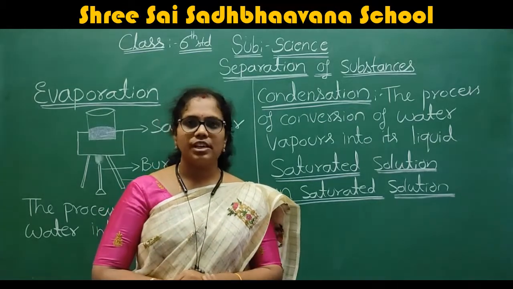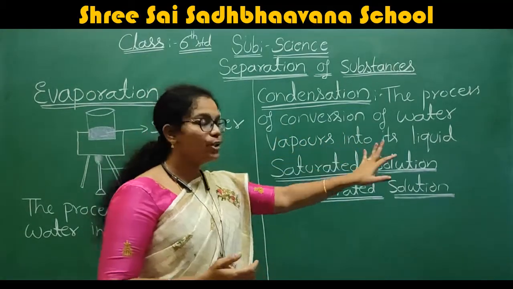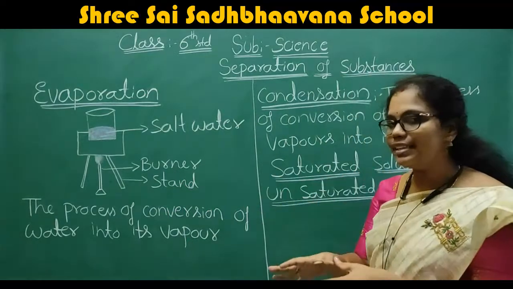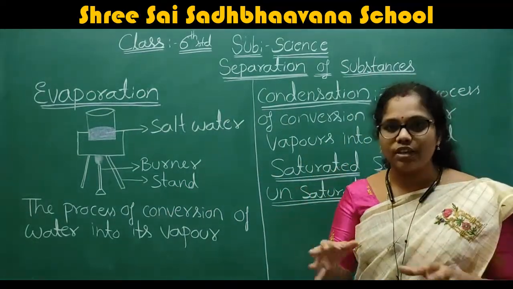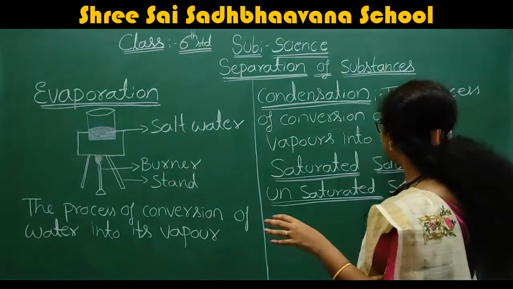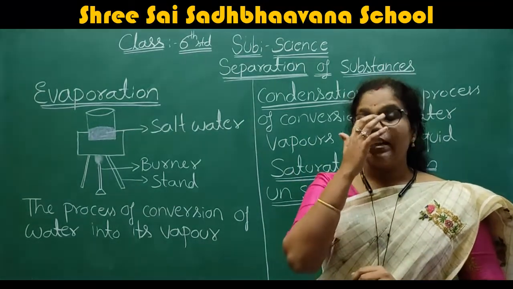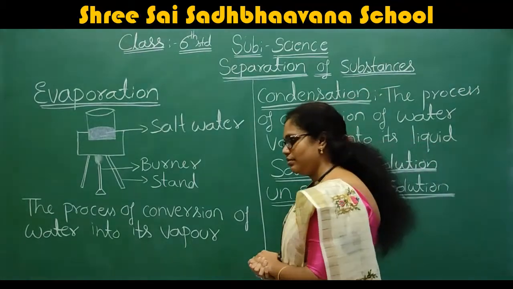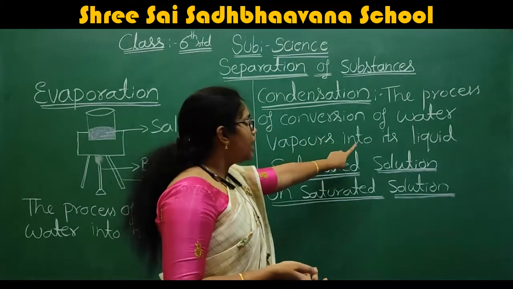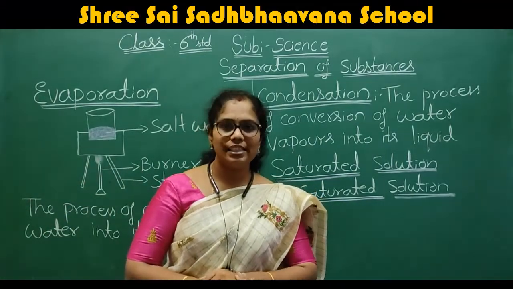Then what is condensation? What is the definition of condensation? The process of conversion of water vapors into its liquid. In this process, we condense, that means we use some amount of pressure to convert the gaseous state, or the vapor state molecules, into the liquid state. This process we call condensation. What is condensation? The process of conversion of water vapor into its liquid, or maybe into its solid, we call condensation.